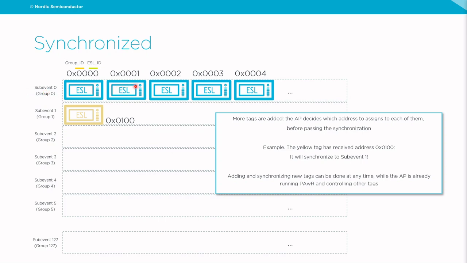And now we have another tag, and so on. One after the other, the access point can add the tags. It's the access point that decides which address to assign to each tag at any given time. And therefore, it's the access point that decides by doing this to which group each tag will fall into. For example, we can see that the yellow tag here has received a different address which has a different group ID 1. And so the tag automatically will subscribe and synchronize to this subevent 1, and the tag will now belong to the group 1.